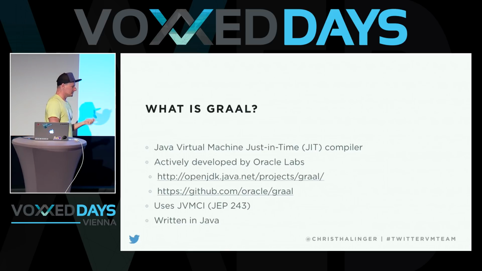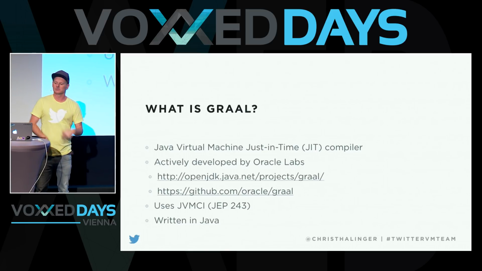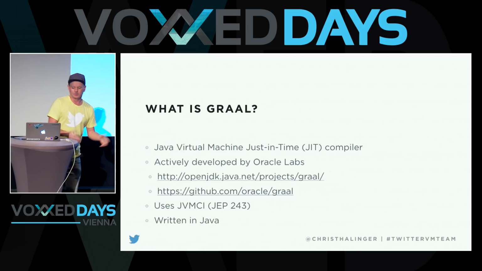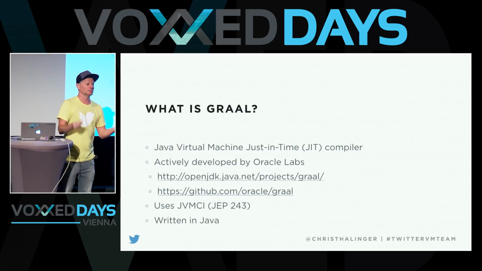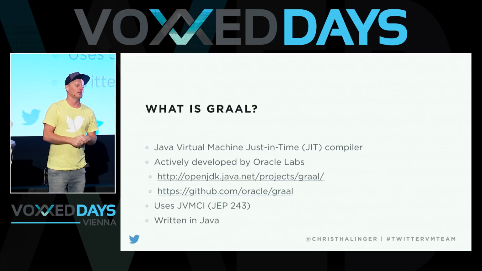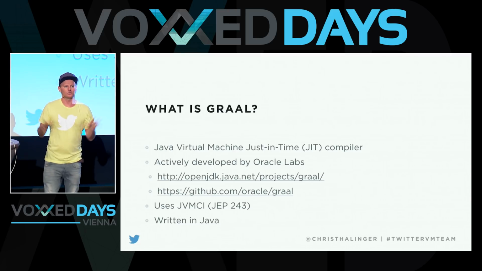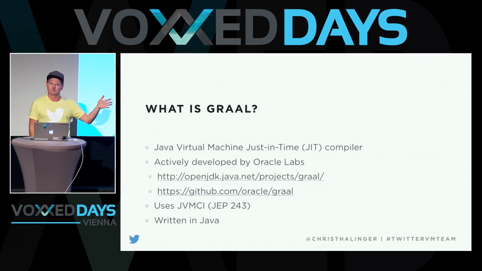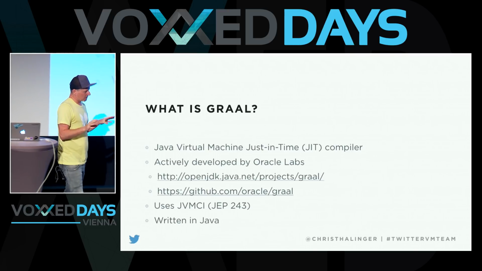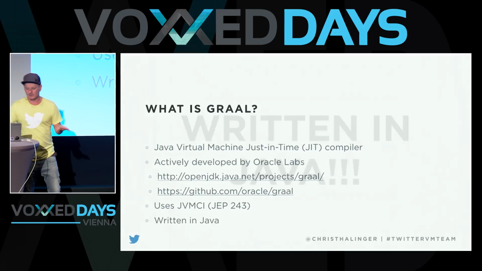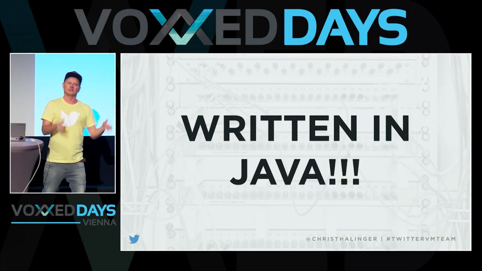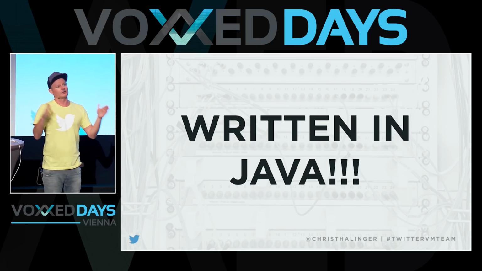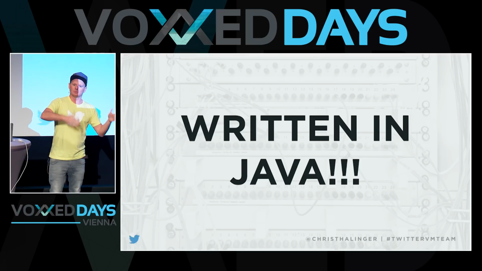So Graal is actively developed by Oracle Labs. There's an official OpenJDK project. The source code lives on GitHub. It uses JVMCI, JEP 243. We'll talk about this a little bit later. It's a compiler interface in HotSpot so that you can plug in Graal and turn it on and use it. And Graal is written in Java. One of the most important things you should take away from this talk is it's written in Java, because this is the main difference between the existing JIT compilers and Graal, and this is also where people make mistakes.